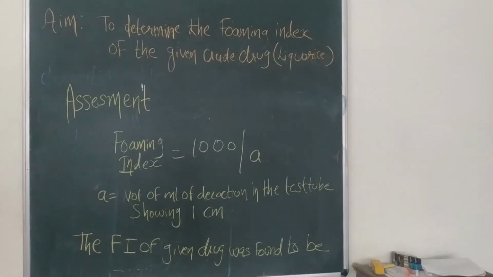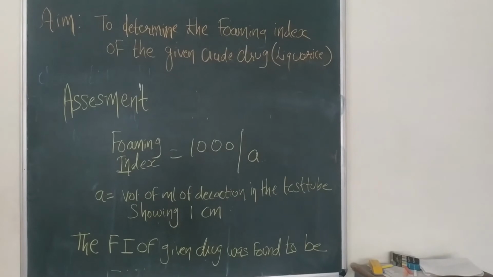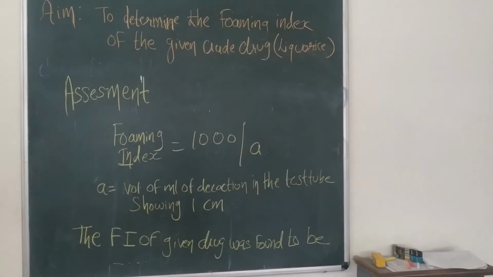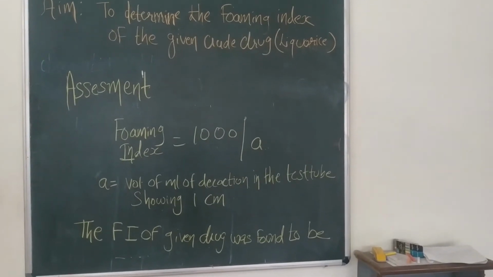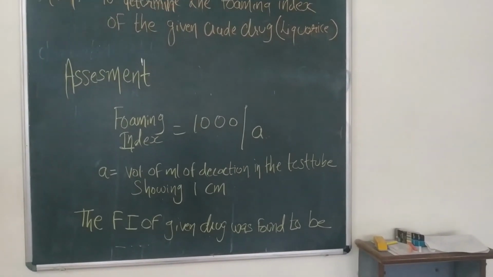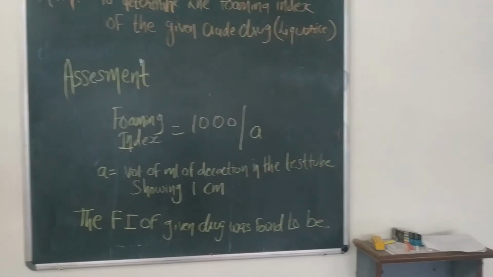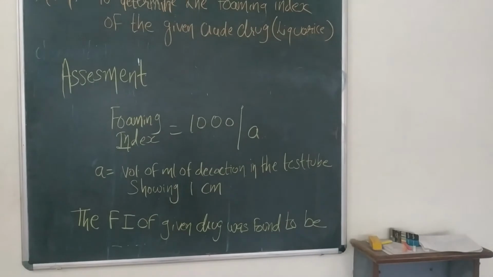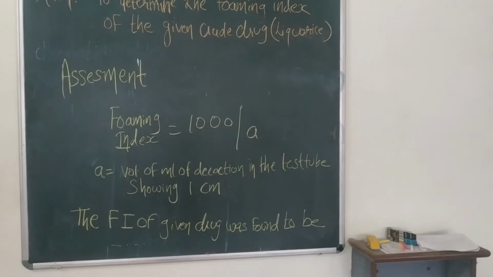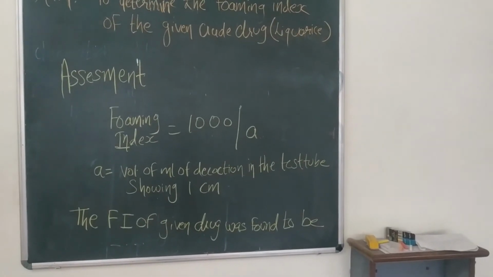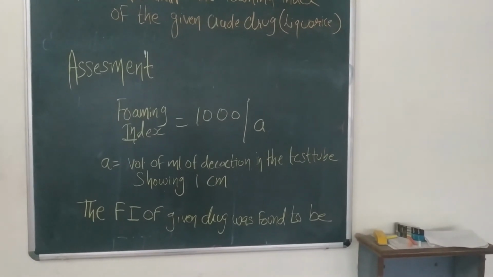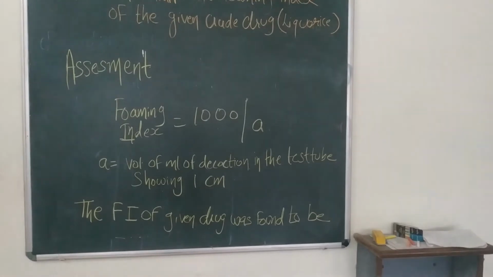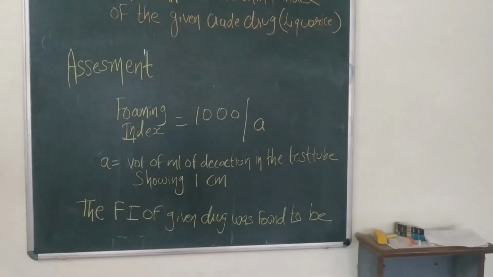From the observation table, we'll get the length of the foam. Foaming index is equal to 1000 divided by A, where A is equal to the volume in ml of decoction in the test tube showing 1 centimeter. It means that the test tube which is showing 1 centimeter of foam will give that ml of decoction. For example, if test tube number 6 is showing 1 centimeter foam, then we will divide 1000 by 6. In this way, we will calculate the foaming index of the given drug.